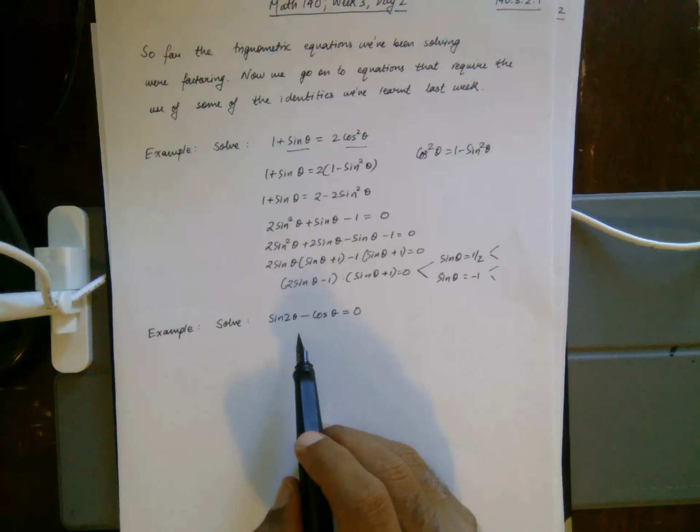For example, here I'm going to use the fact that sine 2 theta is 2 sine theta cosine theta, and observe that I can factor out cosine theta by grouping them, which gives me cosine theta is 0 or sine theta is 1/2. This we know has a solution pi over 2 plus 2k pi, and this is going to have two other general solutions. So there are going to be three general solutions in this case.